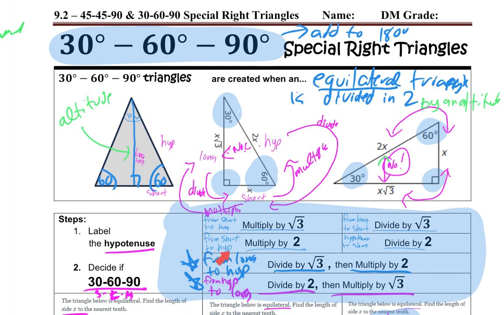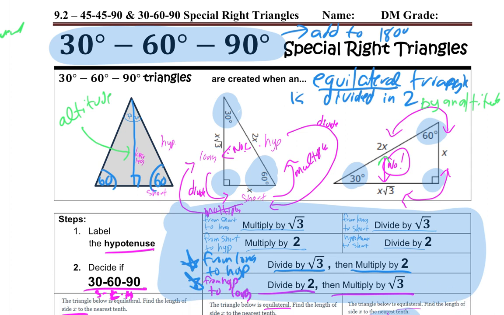So if we're going from short to hypotenuse, if we're going from a shorter to a longer, we have to multiply, and the factor is 2. It's 2 times. Other way, we're going to have to divide by 2, right? And then these are the critical ones, and that's probably what we're going to have on the test, and that's what we're going to show in our practice here.